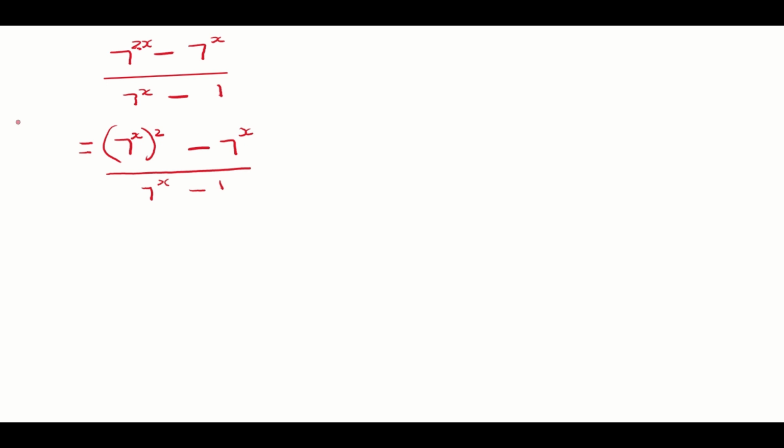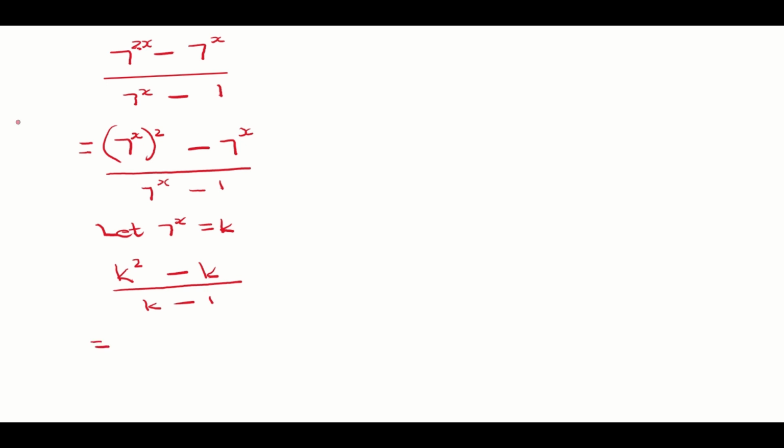Okay, now we're going to use the k method to help us simplify this. And I'm going to take 7 to the power of x and let it equal to k. So let 7 to the power of x equal k. So that means wherever I see 7 to the power of x, I'm going to substitute it with the letter k. So therefore, 7 to the power of x is k squared minus k all over k minus 1.